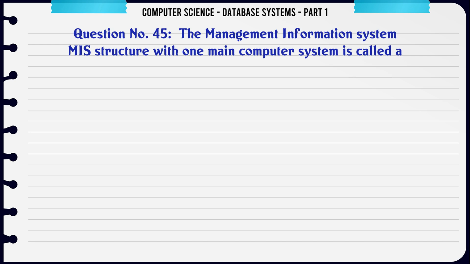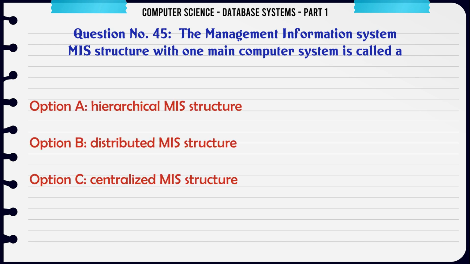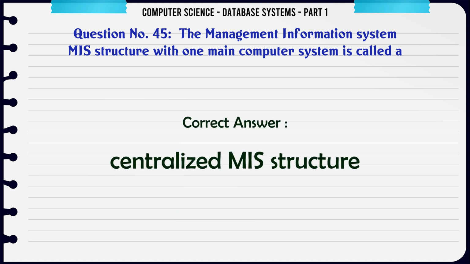The Management Information System (MIS) structure with one main computer system is called A, hierarchical MIS structure. B, distributed MIS structure. C, centralized MIS structure. D, decentralized MIS structure. The correct answer is centralized MIS structure.